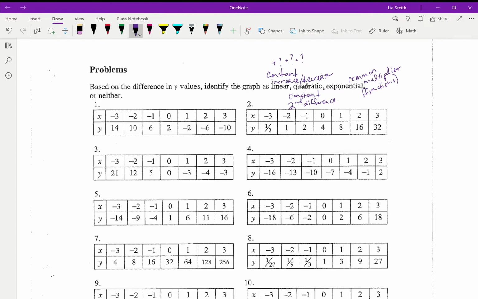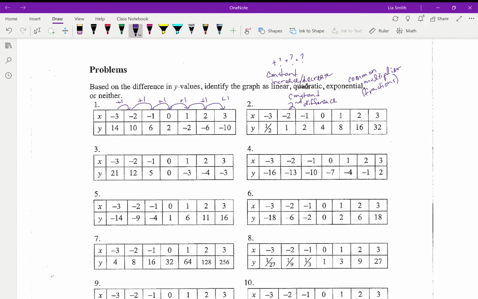So the first one that we're going to do together is number 1, and we are trying to look for some patterns. The first thing you want to check is your X pattern. You just want to make sure that it's consistent. So this is adding 1, plus 1, plus 1. Okay, so my X values are consistent, so nothing to worry about there. So let's look at our Y values.